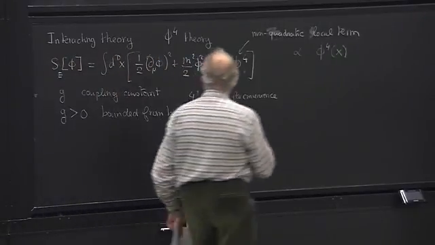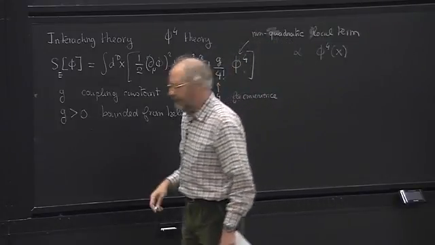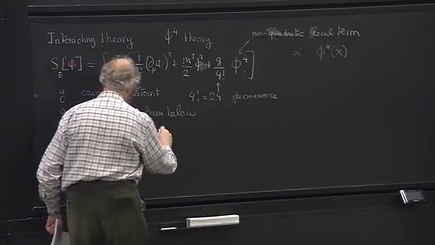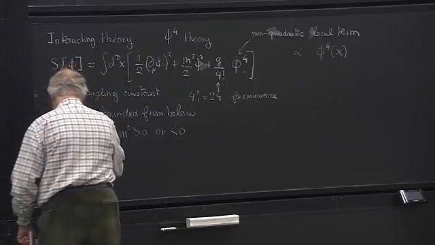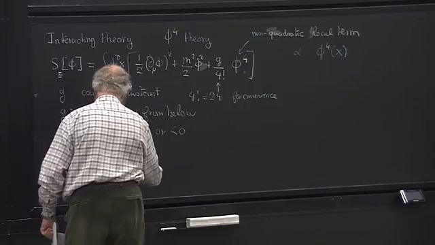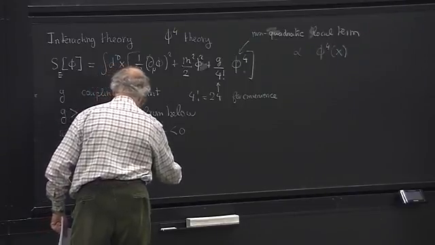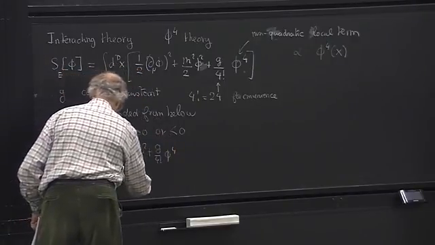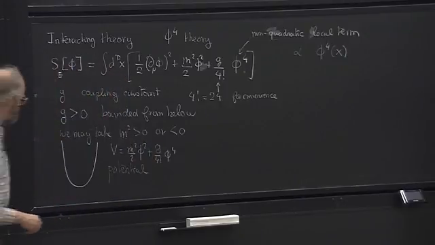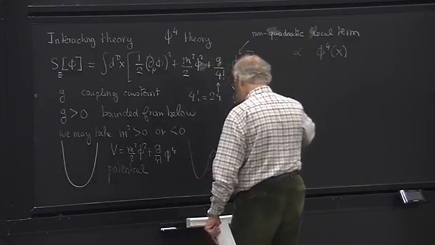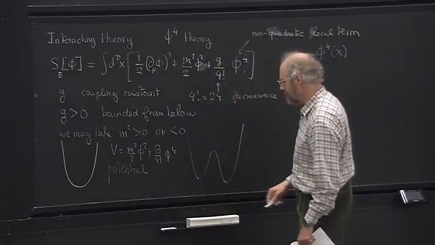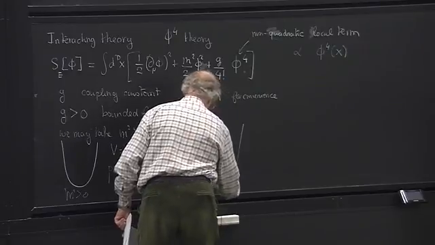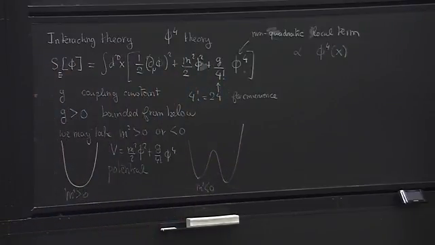And also, one small remark, if G is positive, we may take m squared to be positive or negative. Because if m squared is positive, we have a potential V equal m squared over 2 phi squared plus G over factorial 4 phi 4 that has this shape. This is a potential for the field. While if it is negative, we have something like that with 2 minima. So this is if m squared is positive. This is if m squared is negative. But still the potential is bounded from below. Okay.